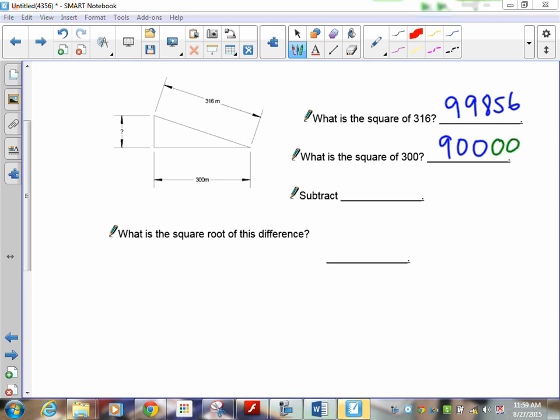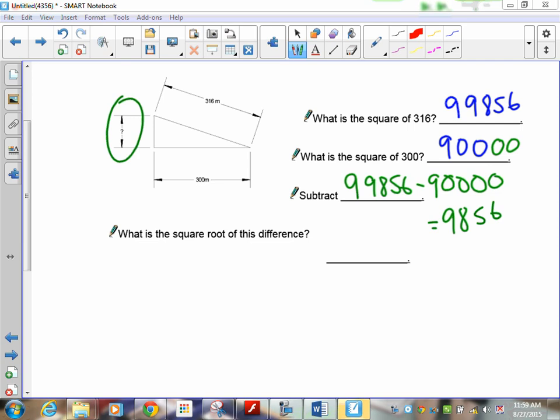So here we go. So we have 90,000 and 99,856. Now you have to subtract them. I should pay attention more to my notes and it wouldn't be so difficult. So now when you subtract those two, you're going to get 9,856. So there's your subtraction. So that means that this length right here is going to be the square root of 9856, which when you do it is 99.287 meters. I kept to the nearest thousandth there.